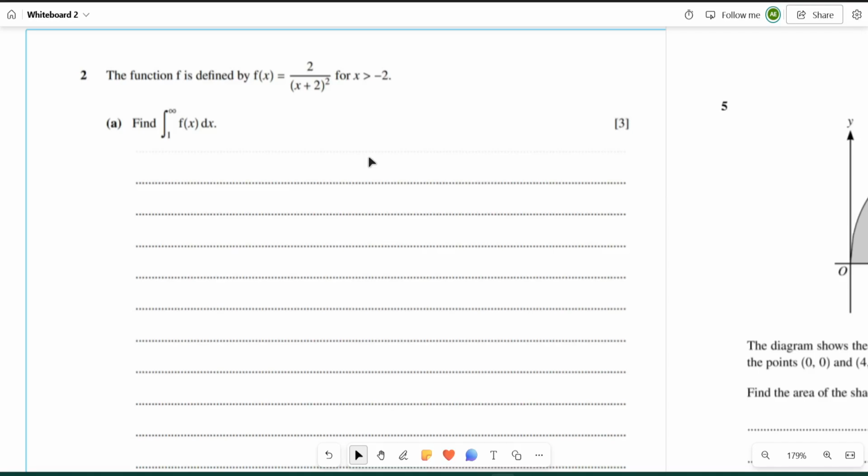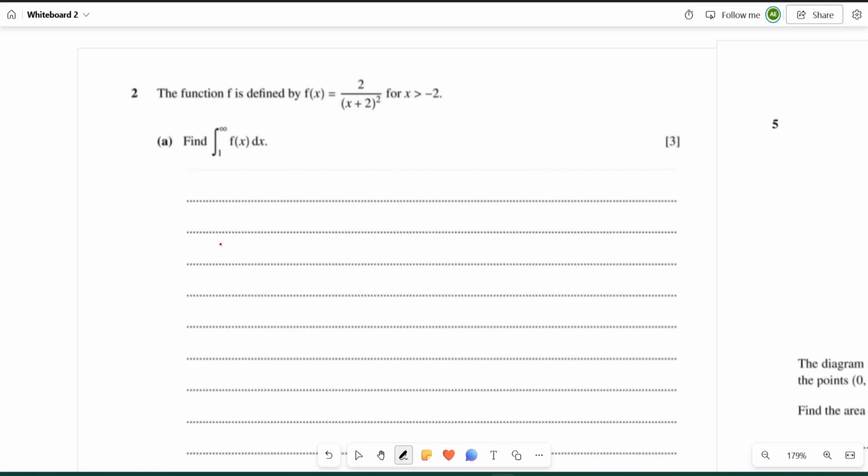Why? Because as you can see, this is a definite integral. However, we have one of the bounds as infinity. So I'm going to teach you how to deal with this. So first of all, as always, let's write it in an integratable way. So this is going to be 2 into x plus 2 all to the power of minus 2. As I brought this to the top, it becomes power of minus 2.